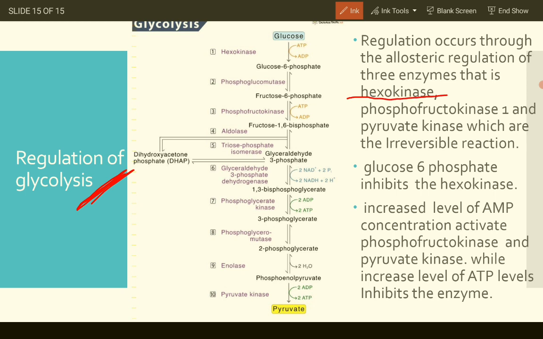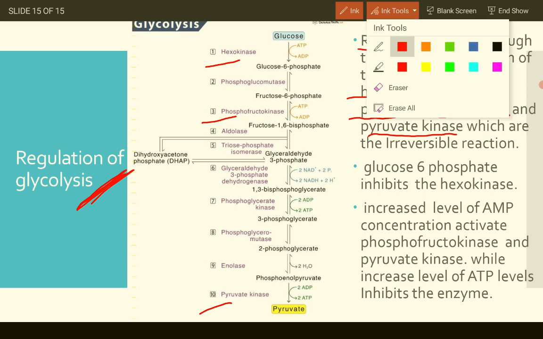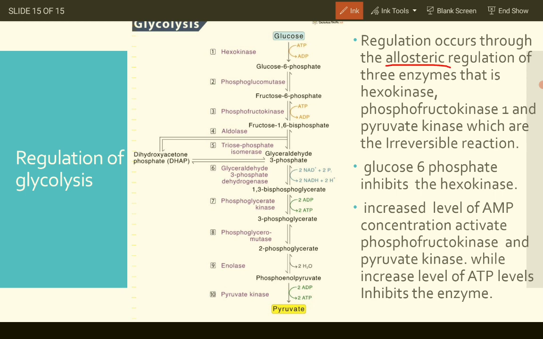So let's see which are the enzymes which actually regulate the rate of glycolysis. Those enzymes are hexokinase, phosphofructokinase 1 and pyruvate kinase. So kinase enzymes are generally those that regulate the whole process. Now here we are using the term allosteric. Allosteric regulation means that every enzyme has two sites: a site where the substrate binds, the substrate binding site, and another site which is the allosteric site.